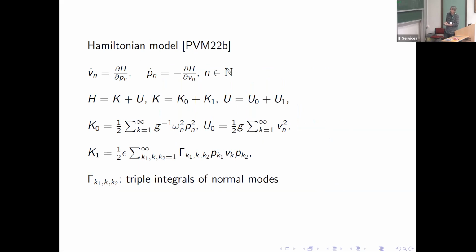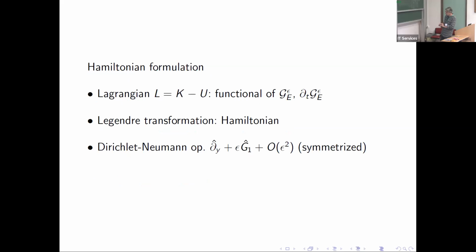And I want to describe that part a little bit. In the Hamiltonian formulation, we actually want to start with a Lagrangian. We want the Lagrangian to be a functional of the wave amplitude and its time derivative, and then produce the Hamiltonian via a formal Legendre transformation. Then we also have to discuss the Dirichlet-Neumann operator, which appears in the Hamiltonian.